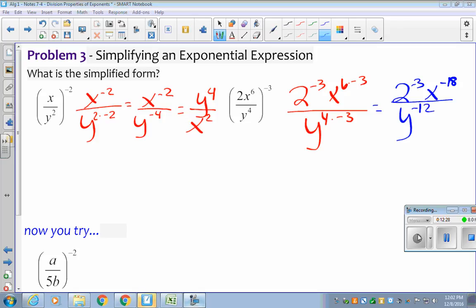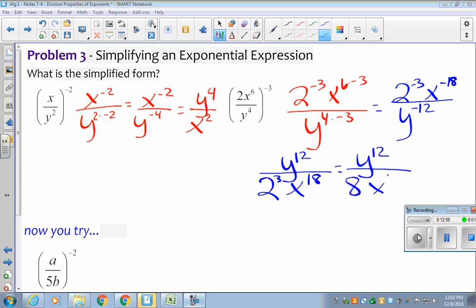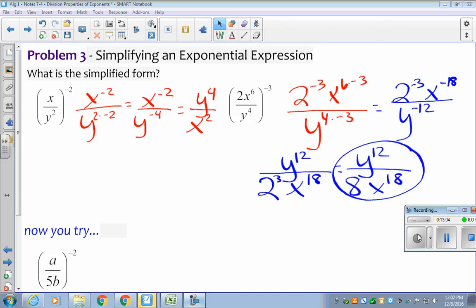We are going to flip-flop everything over here so they can have positive exponents. So my y to the 12 is now going to be on the top and positive. 2 to the 3rd is on the bottom and positive. x to the 18. And remember, it is only the exponent that changes sign. The original number still stays 2. It doesn't become negative 2. It still stays 2. So one more simplification, and we can call this problem good. 2 times 2 times 2 is 8. So the complete answer is y to the 12th over 8 times x to the 18.